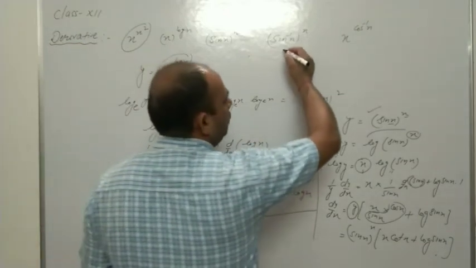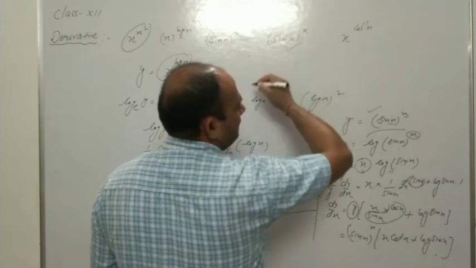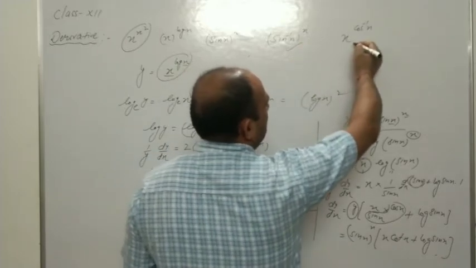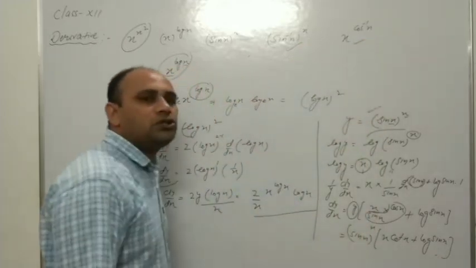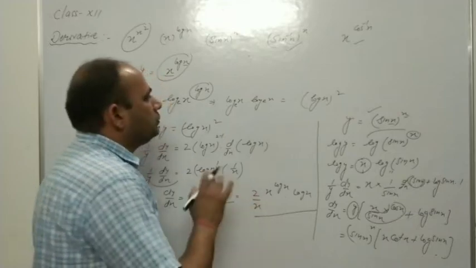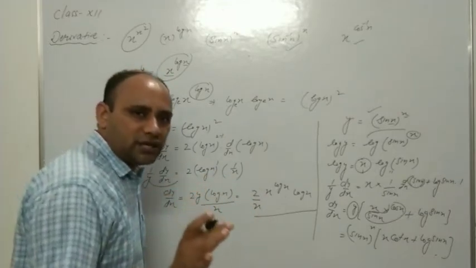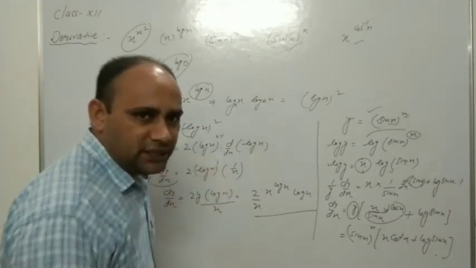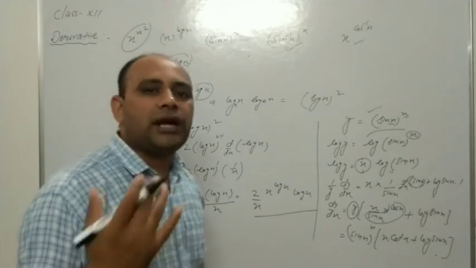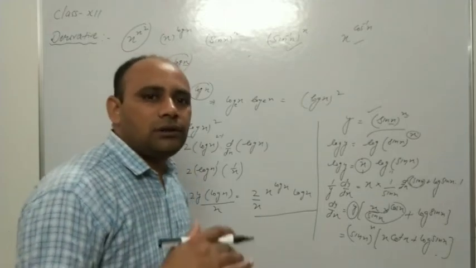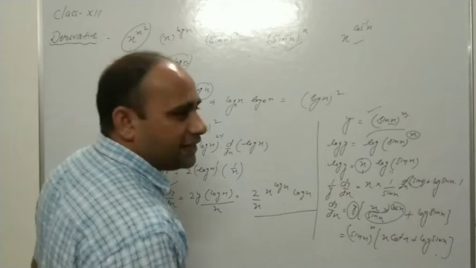Similarly, you can solve sin inverse x raised to power x, or x raised to power cos inverse x, by using log on both sides with the base e and using the product rule. Okay, clear? Now next problem.